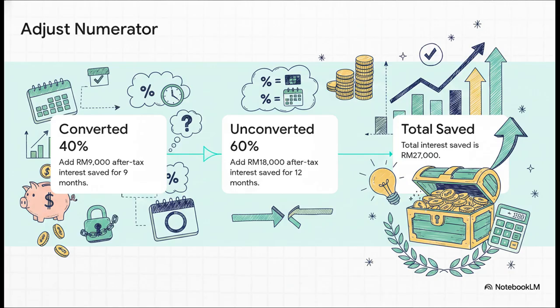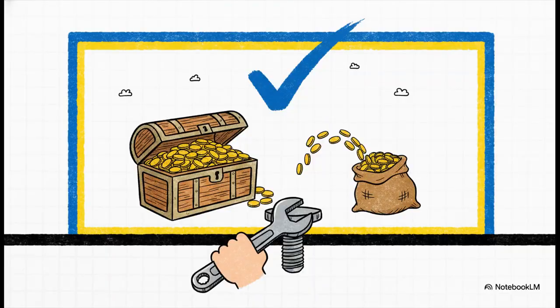Add those two chunks together, and we've got a total of 27,000 ringgit in net of tax interest saved. So by adding that 27,000 ringgit back to our actual profit after tax of 905,000, we've successfully secured our new adjusted profit figure. Our adjusted numerator is now 932,000 ringgit. Boom, we have officially fixed the top half of our equation.